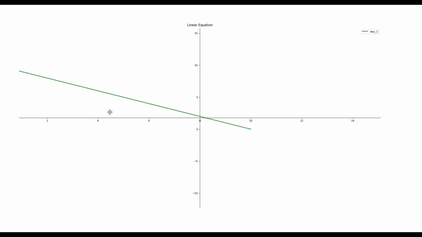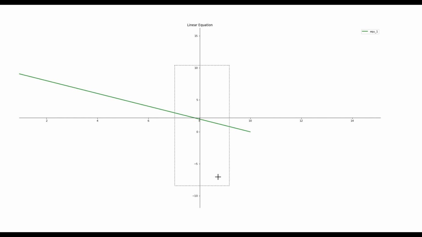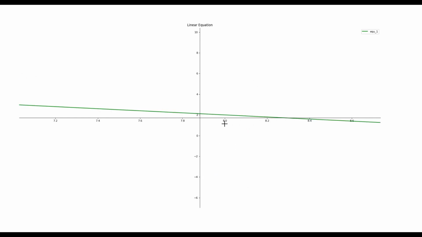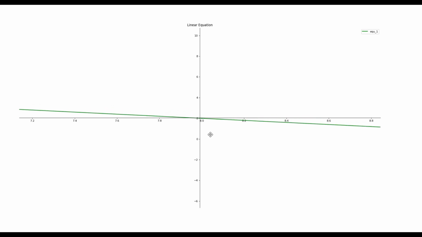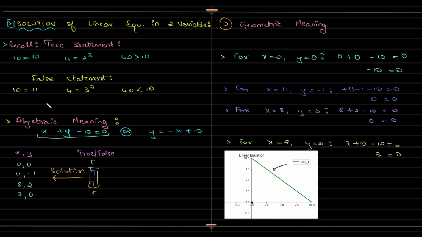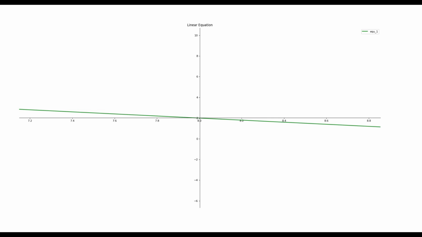Okay, now that is missing, so I need to zoom. Yes, we got it. So 8 is over there and 2 is over there, so we can clearly see that yes, 8 comma 2 is a point wherein the line is crossing. So at 8 comma 2 the line was crossing this point. Now let's look at 11 comma minus 1.